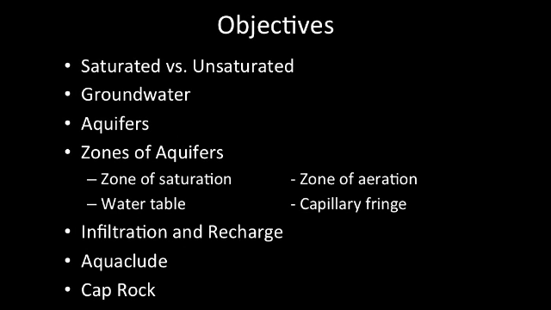Now, keep in mind before we hit these objectives that fresh water makes up a very small percentage of water on Earth. However, we need fresh water every day to survive. And 25% of all the fresh water we use on a daily basis is pulled out of the ground. And that's why we're talking about this stuff.